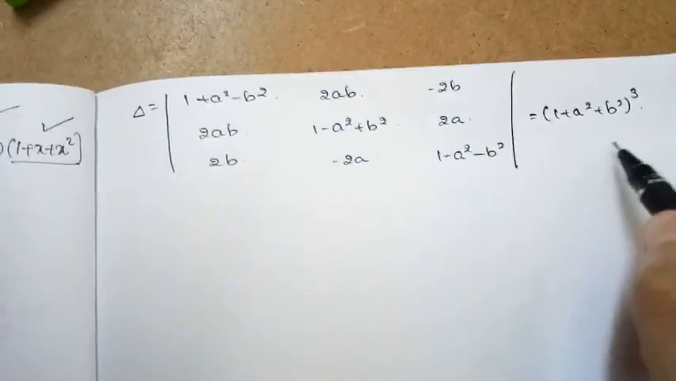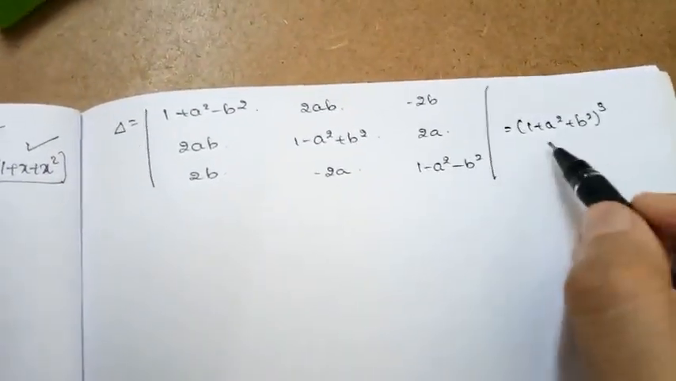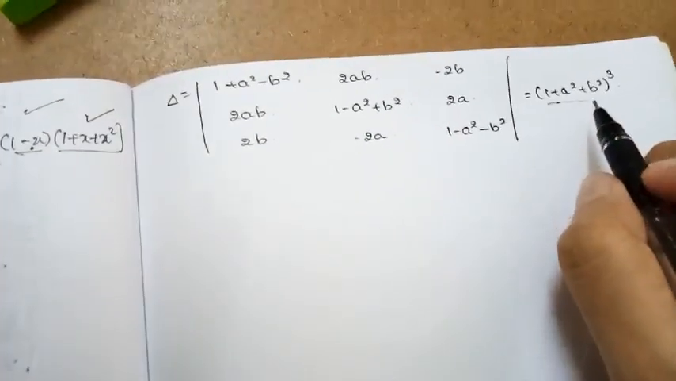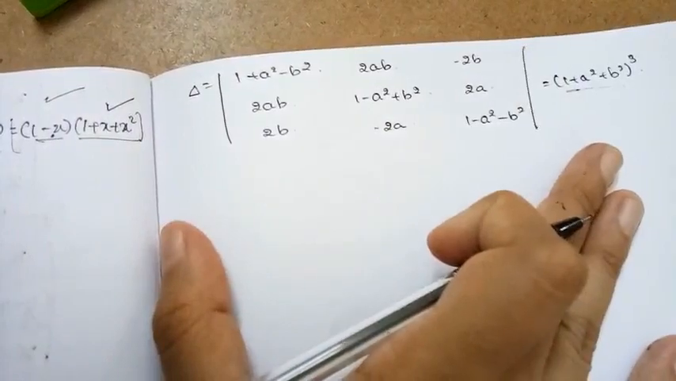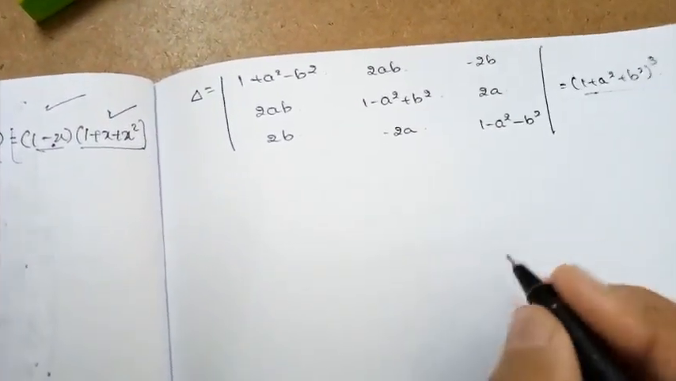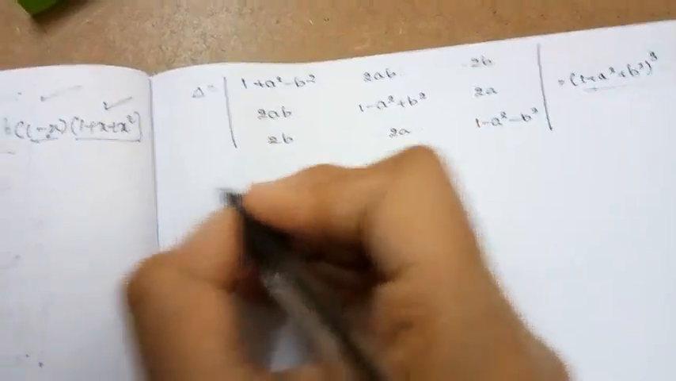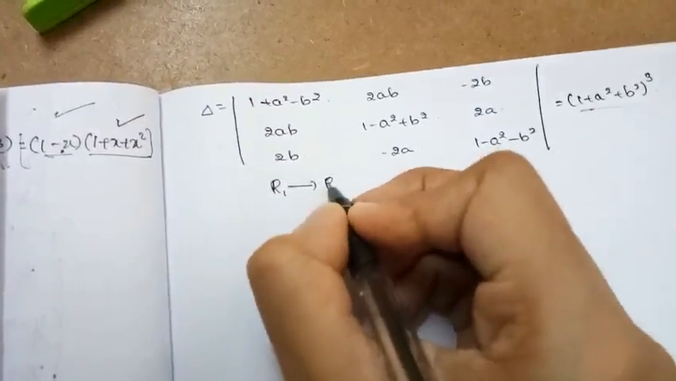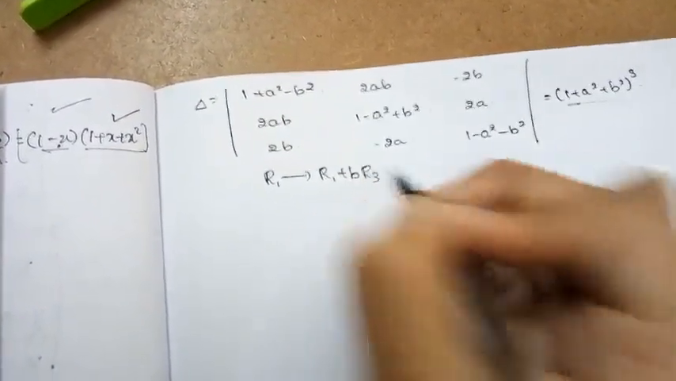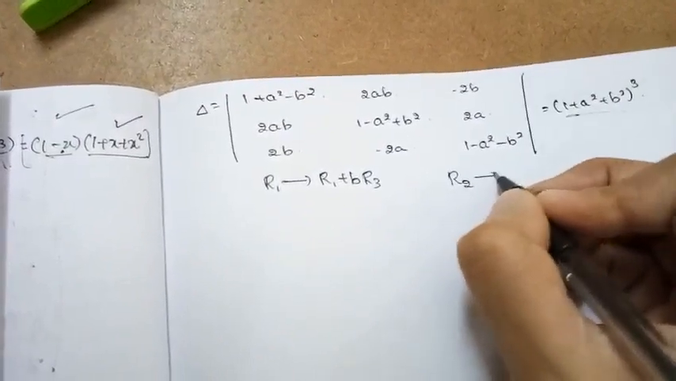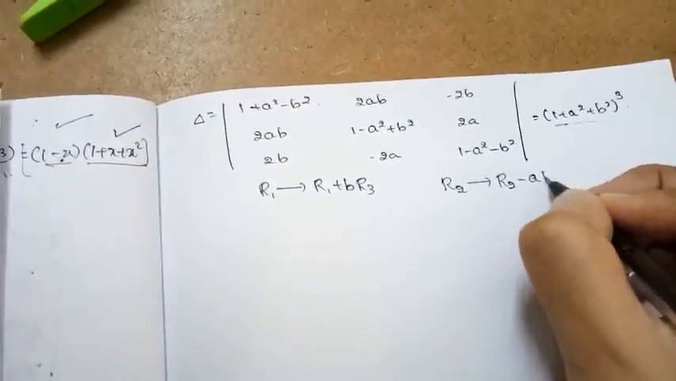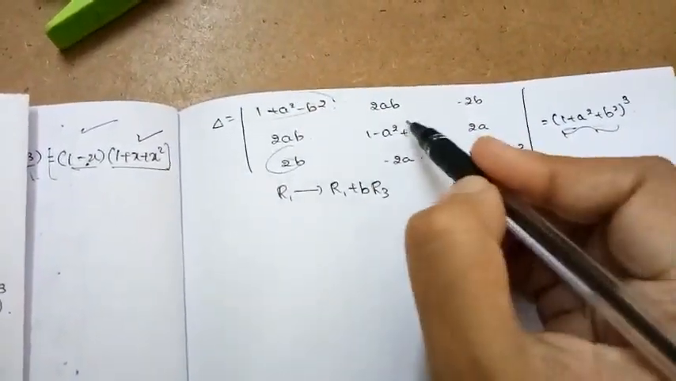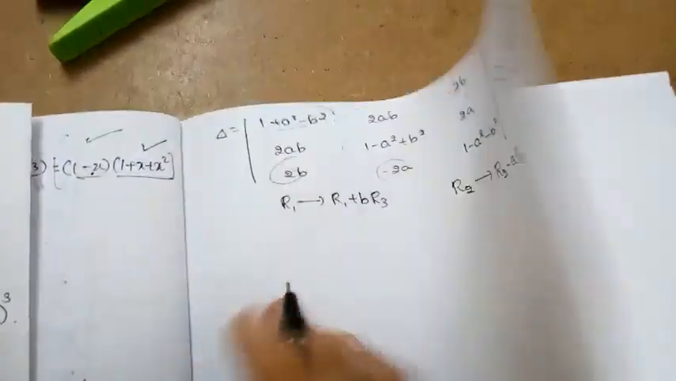So this is our next question. So I need to get the value of this determinant is equal to 1 plus a square plus b square whole cube. So by looking into this one, I need to identify which row or column operation I need to apply. I am calling the LHS as equal to delta. By looking into this one, I am applying R1 implies R1 plus b times the R3, and another R2 implies R2 minus a times the R3, because I need this one. So looking here and here and here and here, I came with that operation.